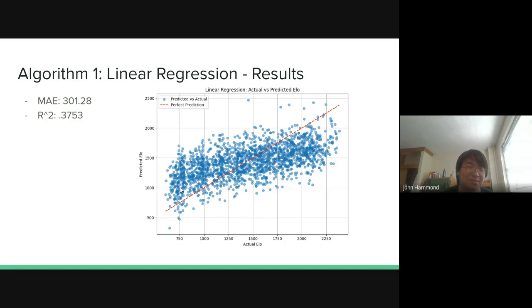R squared was 0.7353. Ideally, we want that as close to 1 as possible, but you can see from the graph that there is some correlation. I would say this is positively correlated. It's just not as close to the line y equals x as we would hope.